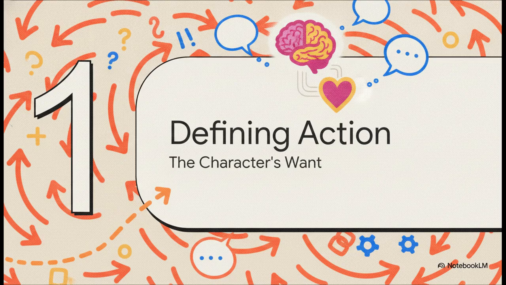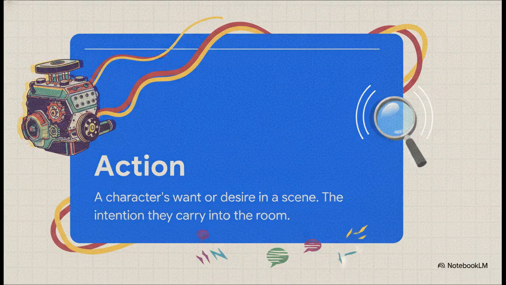The characters want. We've all read or watched a scene that just feels totally dead. You know the ones. Characters are talking, things are happening, but we simply do not care. The missing ingredient in those moments? It's action. And by action, we mean a character's specific want or desire in a scene. It's the intention they carry into the room with them, exactly what they are trying to get, achieve, or make happen. Think of action as the engine of a car. Without it, you just have a very expensive metal box sitting in a driveway. Action is the fuel. Every subtle movement, every single line of dialogue must be powered by this underlying want.